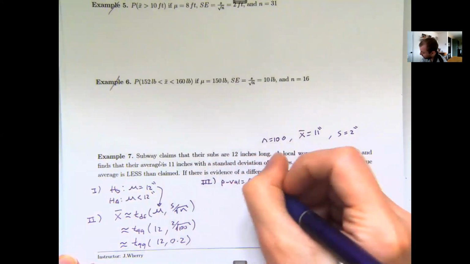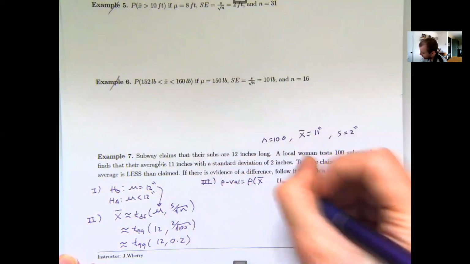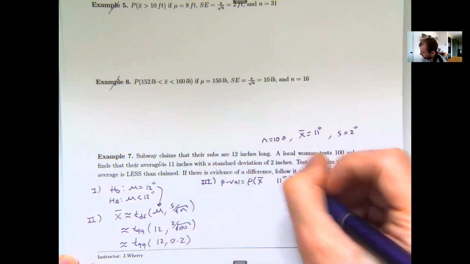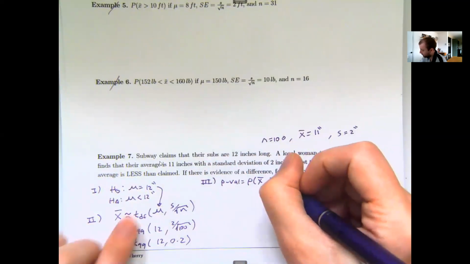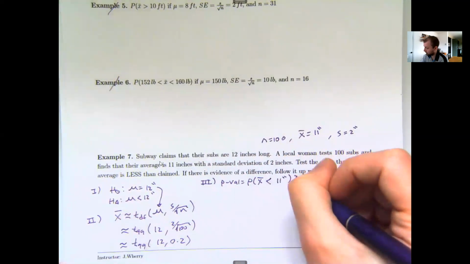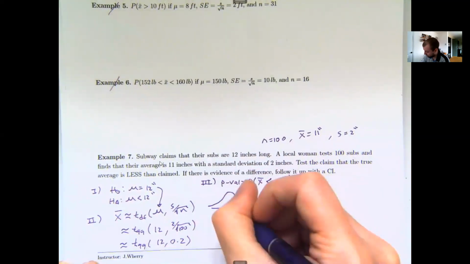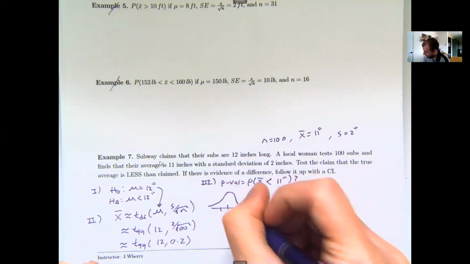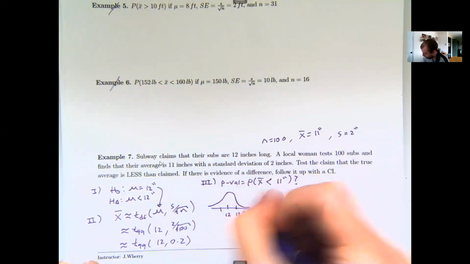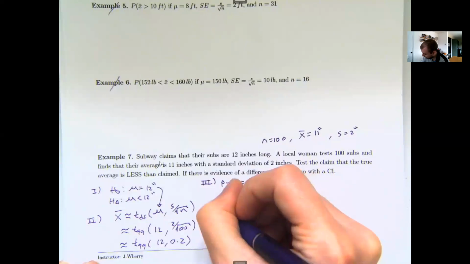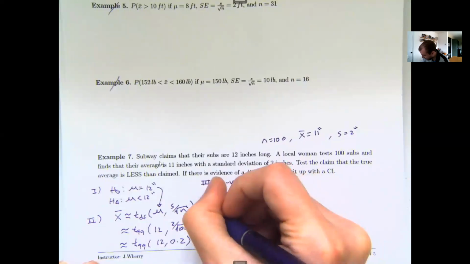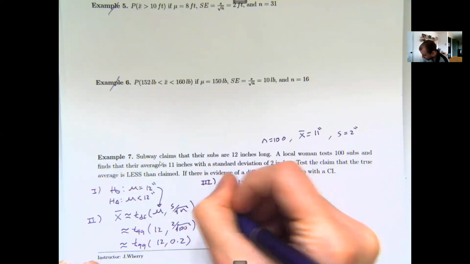P-value is the likelihood of my sample average of 11 inches, or more extreme. In this case, I'm shaded to the left. I'm testing for less. So if I'm drawing my picture, my center is 12. I'm counting by 0.2. And I'm looking at 11 inches. Whoa, that's way out there. Or less.